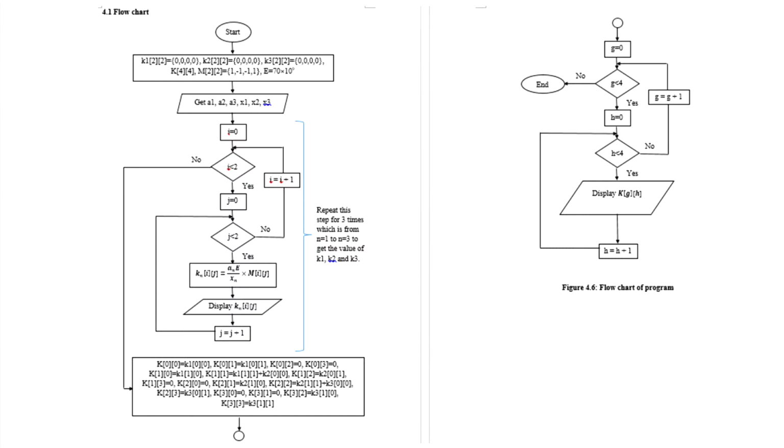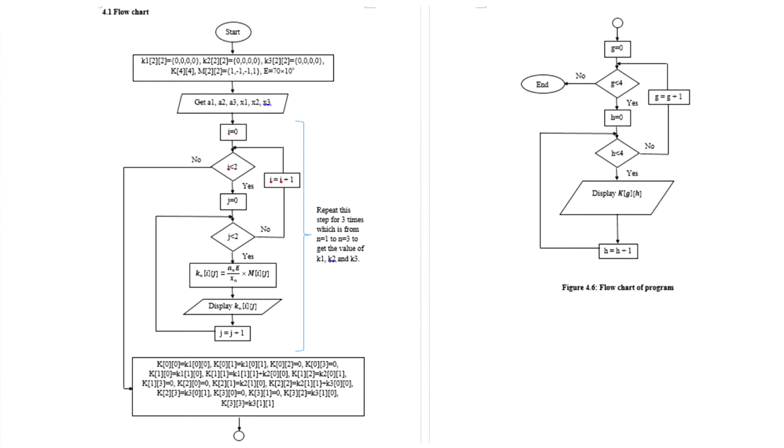After getting k1, k2 and k3, we can declare the data we got from k1, k2, k3, and then we proceed by using a for loop for g equal to 0, g with the condition of g less than 4, and then continue with h equal to 0, h smaller than 4, and if it meets the requirement, then we will display the value of capital K gh.